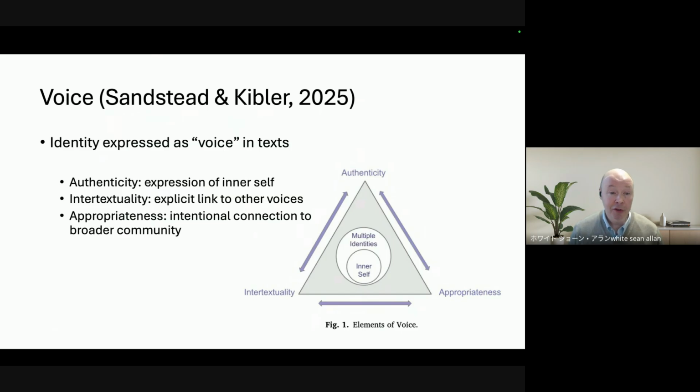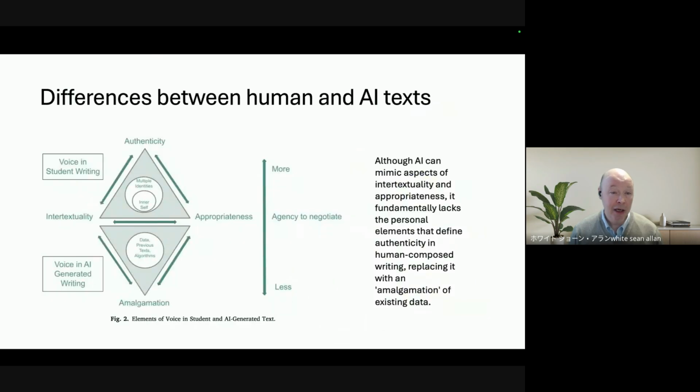The authors compared human voice and AI voice, looking specifically at student writing. Obviously there is a continuum here of agency to negotiate: more student-authored means more sovereign in terms of cognitive sovereignty, and of course you have more agency to negotiate. More reliance on technology means less, right?